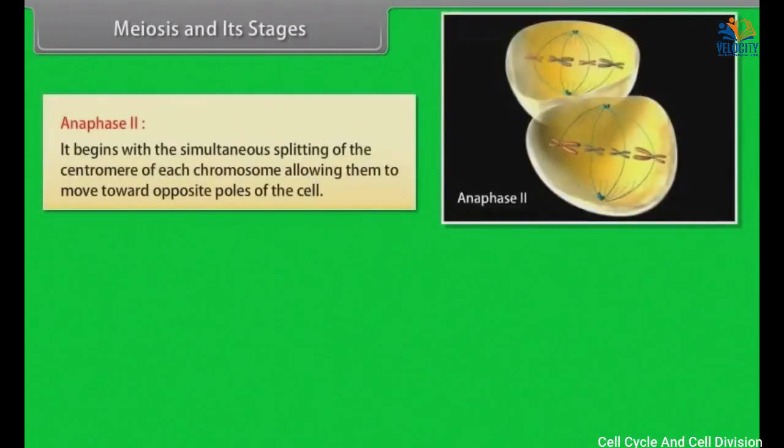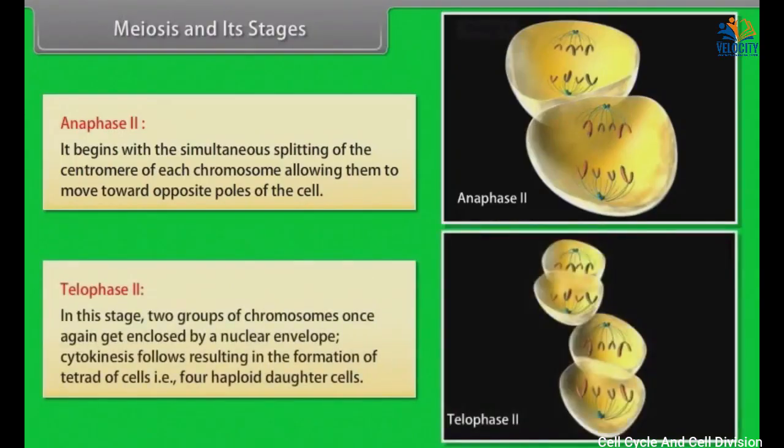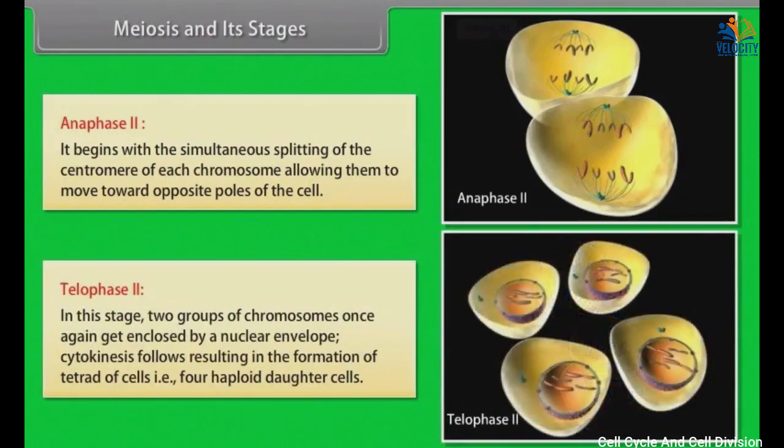Anaphase II begins with the simultaneous splitting of the centromere of each chromosome, allowing them to move toward opposite poles of the cell. The last stage of meiosis is telophase II. In this stage, two groups of chromosomes once again get enclosed by a nuclear envelope. Cytokinesis follows, resulting in the formation of a tetrad of cells, that is, 4 haploid daughter cells.